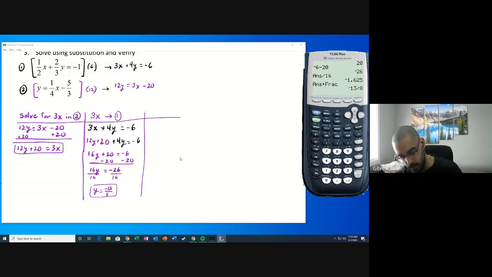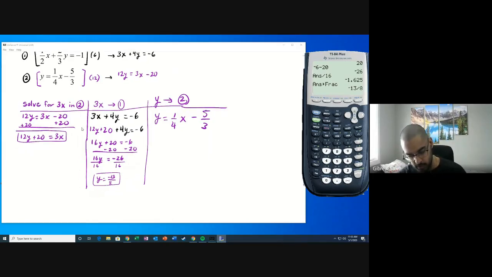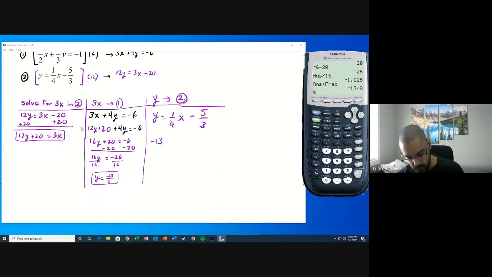So we're going to take y and plug it into number 2. Okay, we'll plug it into that original one, just purely by choice. So y equals 1 over 4x minus 5 over 3. So y is equal to negative 13 over 8, which means 1 over 4x minus 5 over 3 is the other side. Okay, and we've got to solve for x.